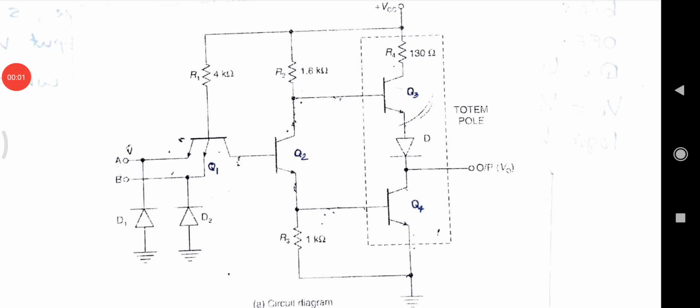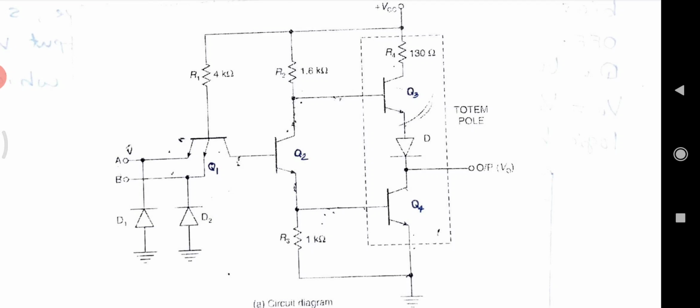Dear students, here we can see a circuit diagram of a 2-input TTL NAND gate. In the circuit diagram, the transistor Q1 is a multi-emitter transistor. Q2 is called phase splitter. Q3 and Q4 make a totem pole arrangement.